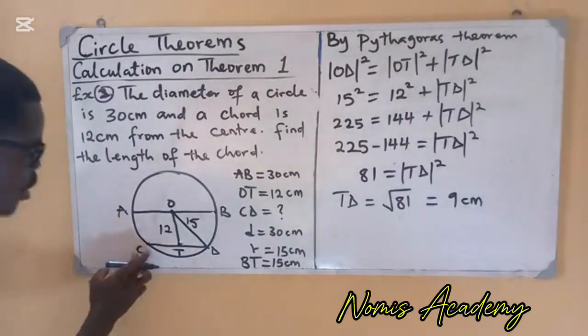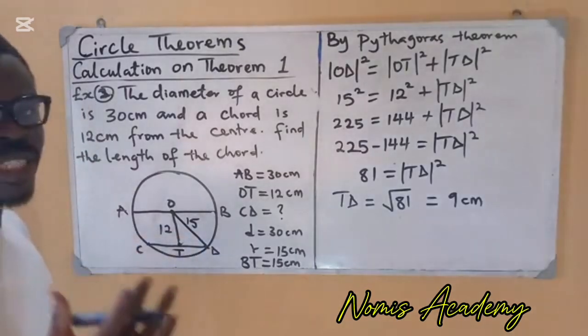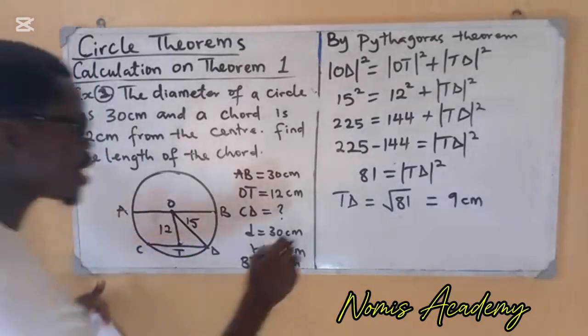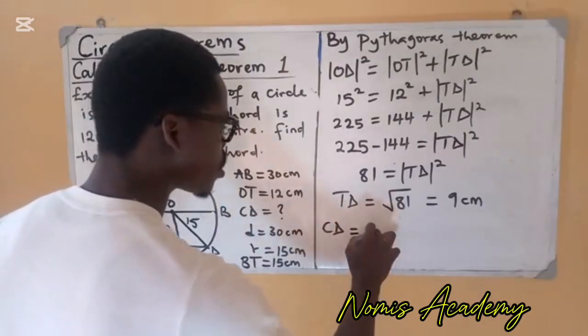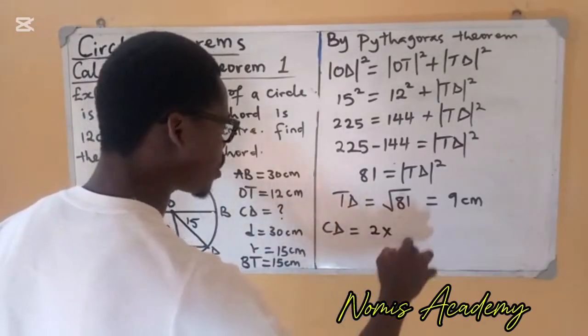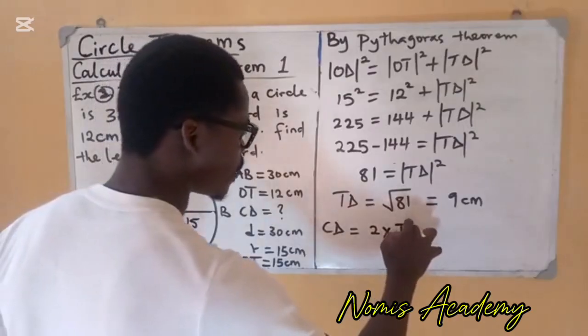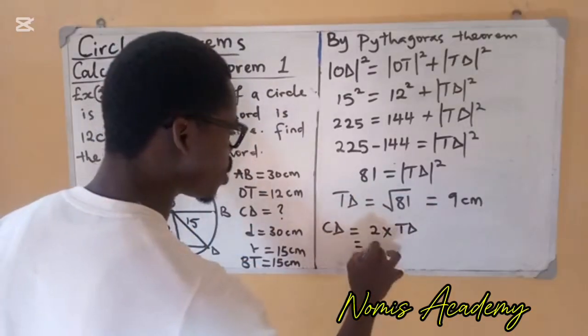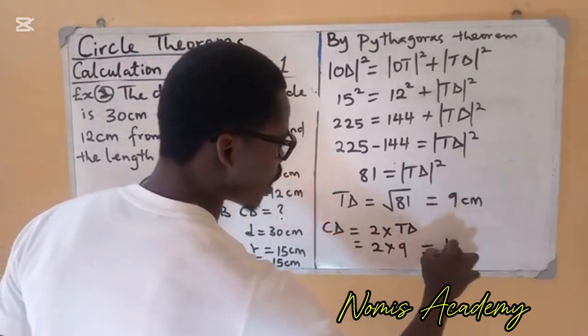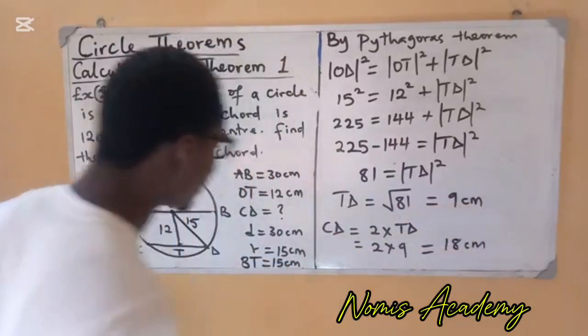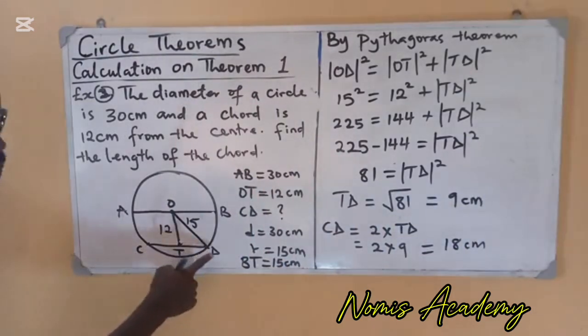Now we are to look for CD. Now using the idea of Theorem 1, we say that CD is equal to 2 times TD. So that will be 2 times 9, which is equal to 18 centimeters. So the length of the chord CD is 18 centimeters.